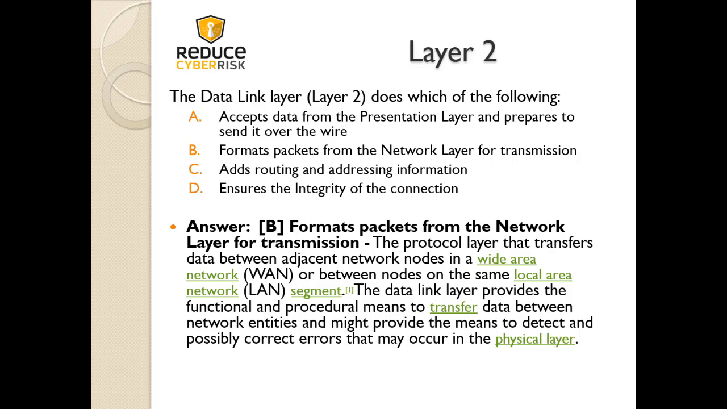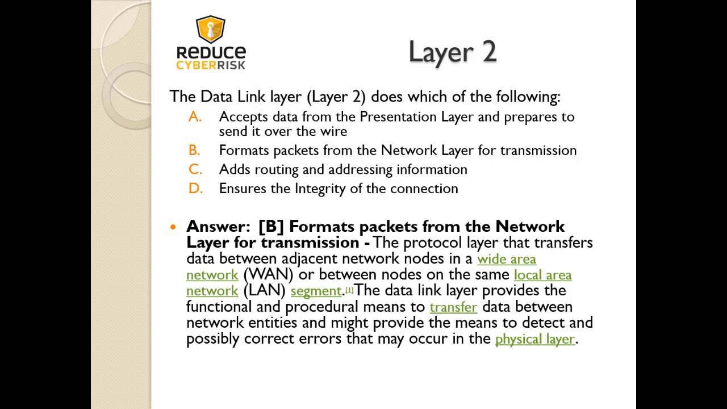Now, as we roll into the other layers, which one is this? It is layer 2. The data link layer, layer 2, does which of the following? A, accepts data from the presentation layer and prepares it to be sent over the wire, over your communication path. B, formats the packets from the network layer for transmission, to get ready to ship out the door. C, adds routing and addressing information. D, ensures the integrity of the connection.